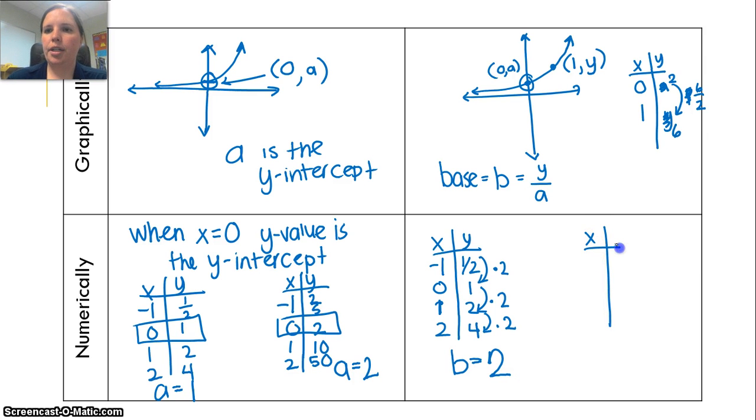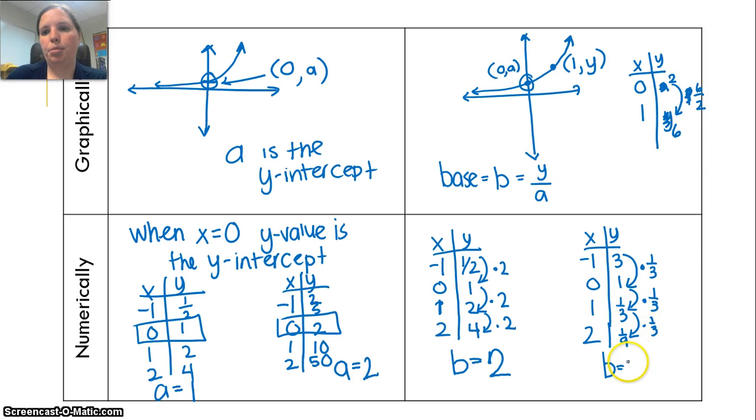For the second table here, we're going to have slightly different numbers. We're going to go (-1, 3), (0, 1), (1, 1/3), (2, 1/9). So that means our b value is going to be the product, and it was important that it said the product. So we're going to think, what do we multiply by here? We divide by 3, but we multiply by 1/3. So times 1/3, so that means our b value is 1/3.